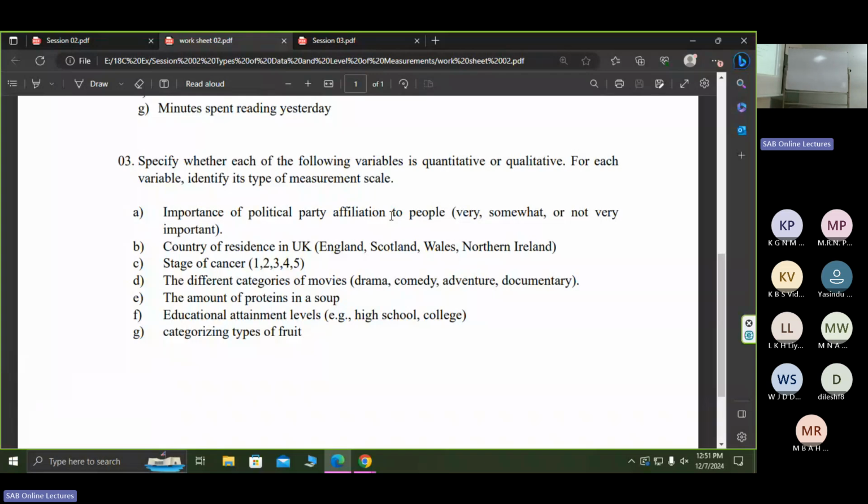Looking at the choices you can say it is an ordinal level of measurement, right? And they can be arranged in order. Then the country of residence in UK. There are choices: England, Scotland, Wales, and Northern Ireland. Qualitative. Then the level of measurement is nominal. Why? Because we can only label it. Then we can get the count of each category.